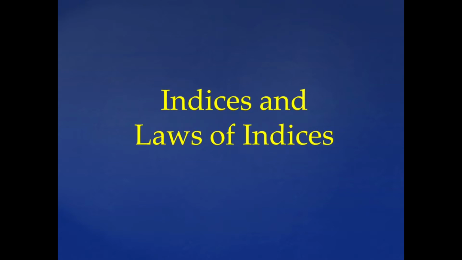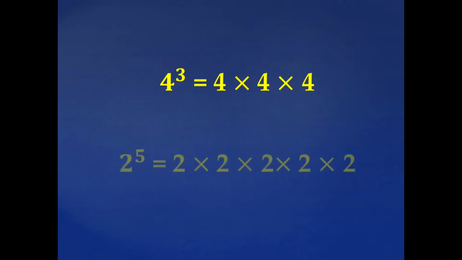We know the basic concept of index. If we take a number and multiply that number by itself 2 or more times, we can write that number in index form. Let us illustrate this by one example. Suppose we have 4 raised to 3, which can be written as 4 into 4 into 4. In this example, we have taken 4 thrice and multiplied to get 4 raised to 3. So in this example, 4 is called the base and 3 is called its index.